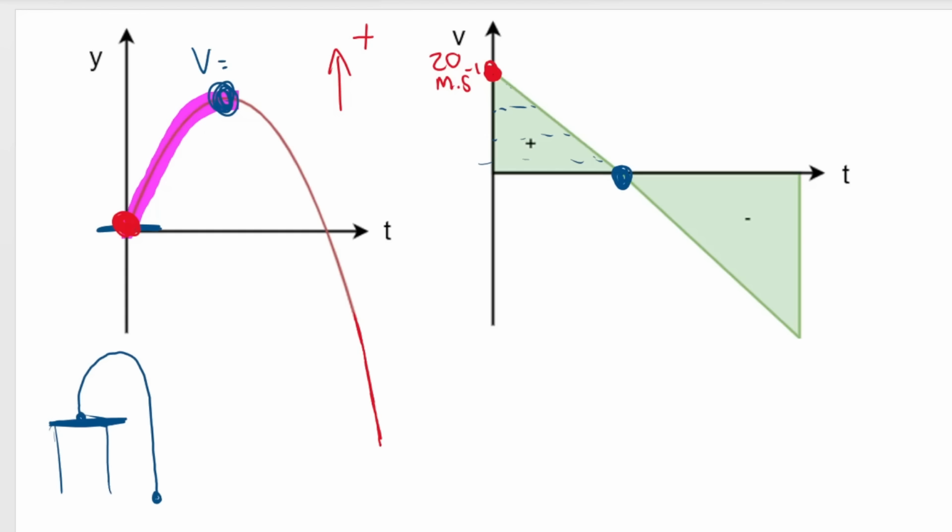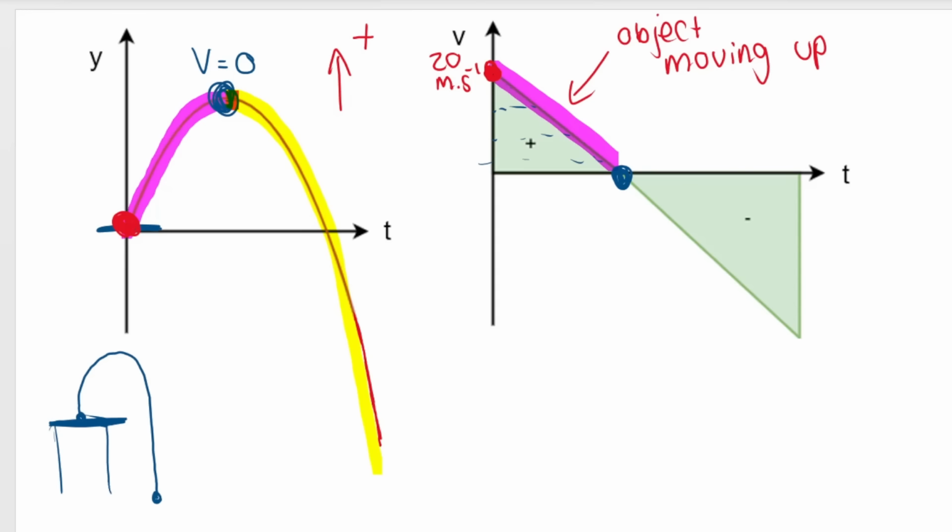So here, velocity is 0. So this part of the graph corresponds to that part of the graph. Again, the object is moving still upwards, which is why it's above the axis. So object moving up. Although it's moving slower, it's still moving up. Then it's at its maximum height. Then the object turns around. Here, it's going down. Okay, let's color code it a little bit better. Here, the object is going down. So it goes back down to its original starting position.